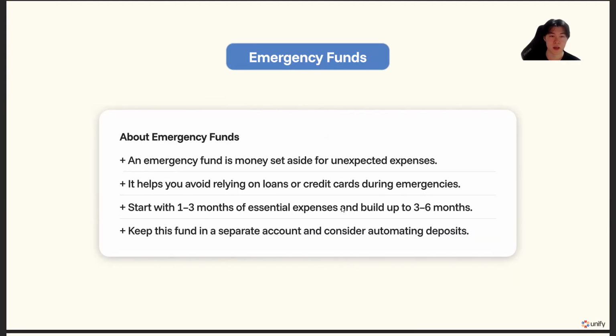Emergency funds. An emergency fund is money you set aside for unexpected expenses. It helps you avoid relying on loans or credit cards during emergencies. You should start with 1 to 3 months of essential expenses and build up to 3 to 6 months. You want to keep this fund in a separate account and consider automating deposits.